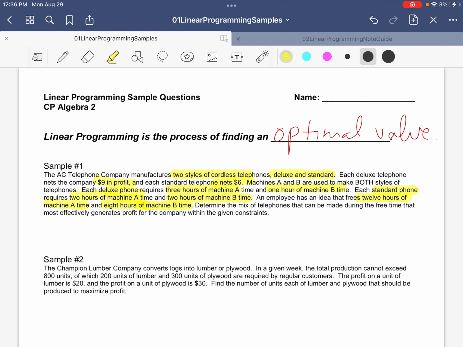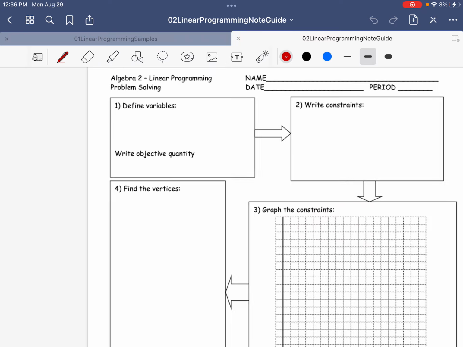Now, that's a lot of information. Now you get the idea of what I mean by putting this all together so that we can end up with the most effective, as it says here, to generate the most effective profit for the company. In other words, we want to get the most profit. So let's begin the process of linear programming.